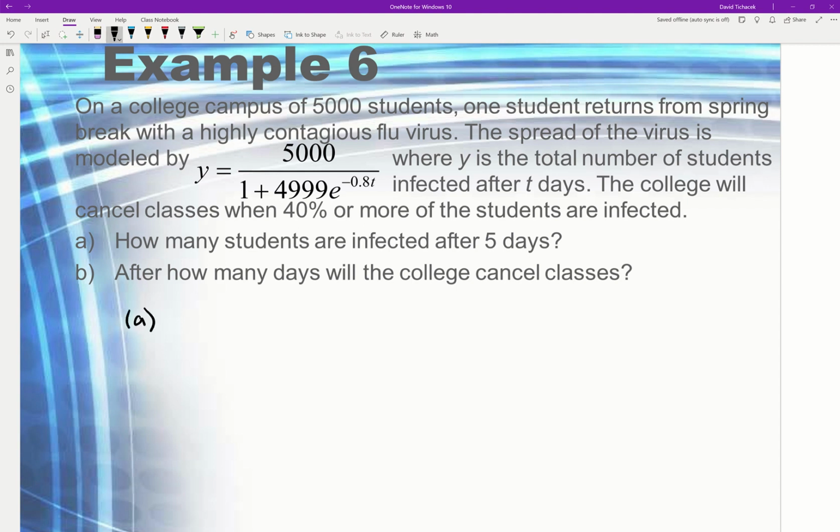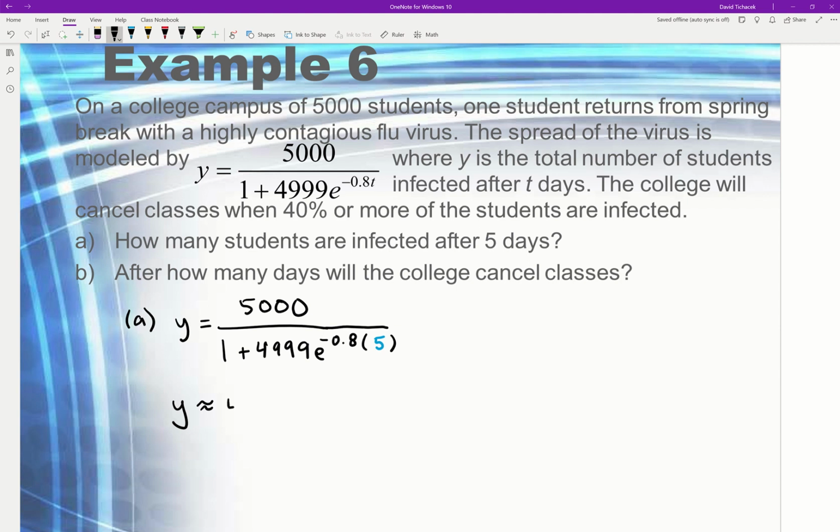So for part A, we're just going to do our model, which is going to be 5,000 divided by 1 plus 4,999 times Euler's number to the power of negative 0.8 times time. And of course, our time here is going to be after 5 days. So in place of t, we're just going to plug in a 5 and use the calculator to figure out the rest there. So y is going to be equal to all that typed in at once in the calculator.